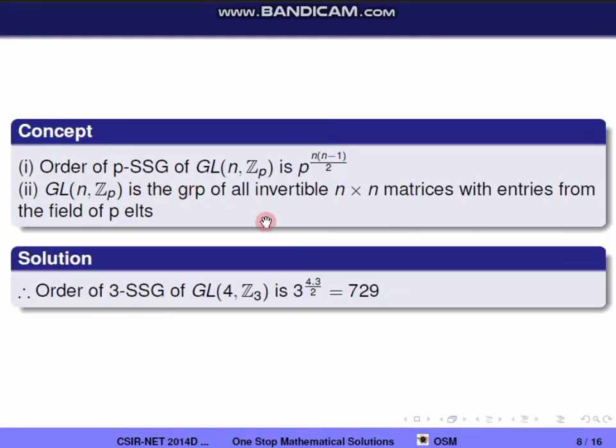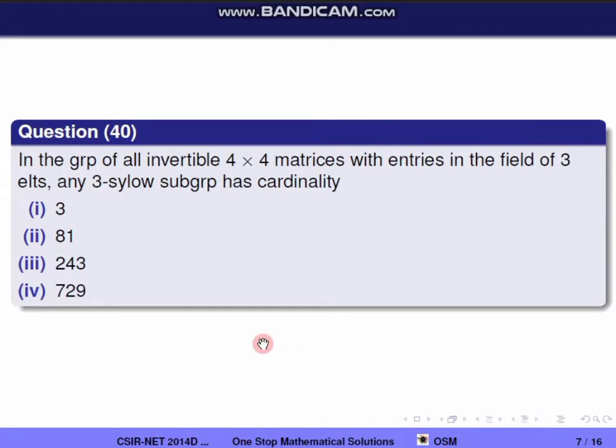To find the order of a 3-Sylow subgroup of GL_4(Z_3), we're using this formula. That is equal to 3 to the power 4(4 minus 1)/2, that is 3 to the power 4 into 3 by 2, that is 3 to the power 6. So the answer is 729. So the order of the 3-Sylow subgroup is 729. So we check the correct option. The correct option is the fourth one.